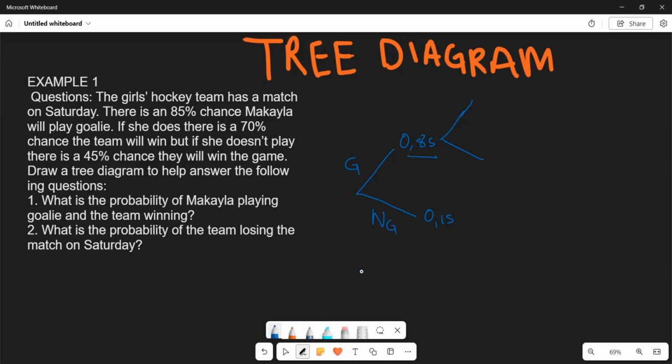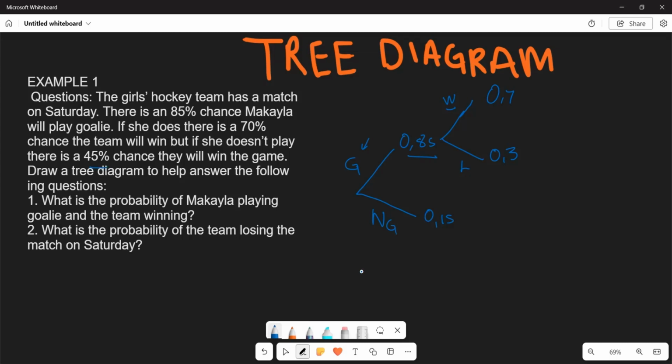If she plays goalie, what is the chance of the team winning? And obviously if the team is not winning, it is losing. They are saying the chance of winning is 70%, which means 0.7. And if the chance of winning is 0.7, therefore the chance of not winning will only be 30%, which is 0.3.